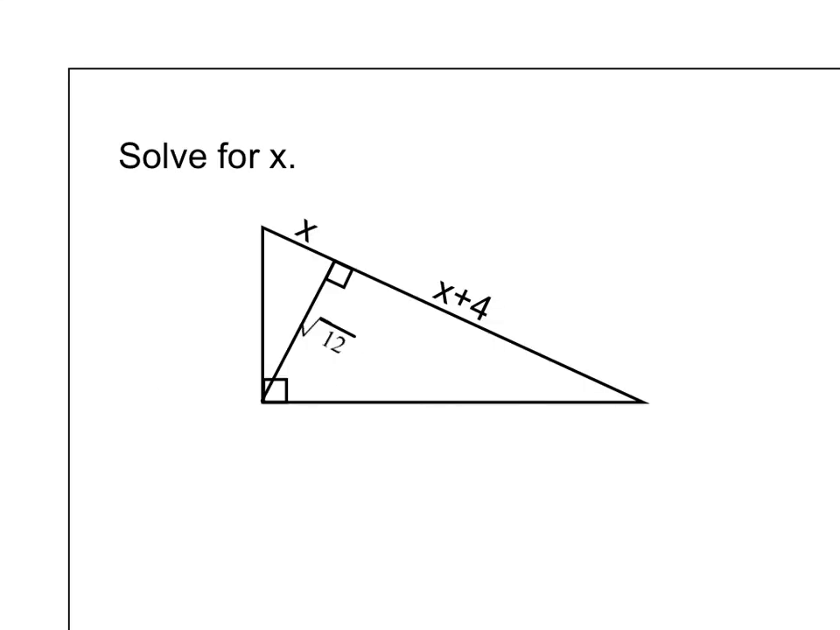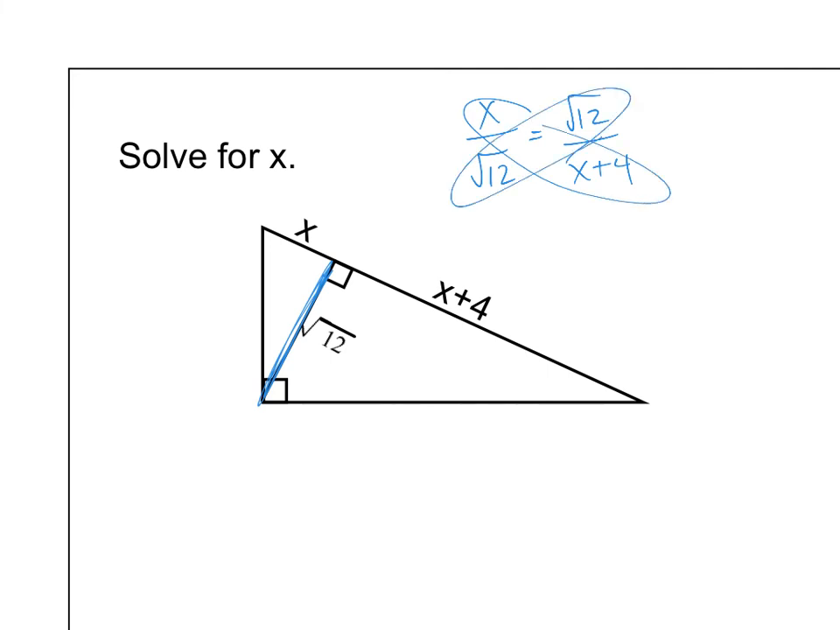Please pause the video and try this one. So again, you're going to use geometric mean. The root 12 gets used twice because that is the altitude. That's the one you use twice. So x over root 12 equals root 12 over x plus 4. Cross multiply. So you're going to have x times x plus 4 equals root 12 times root 12.